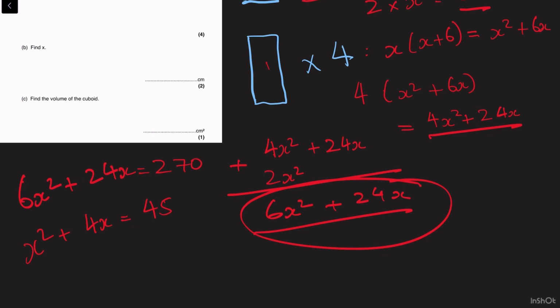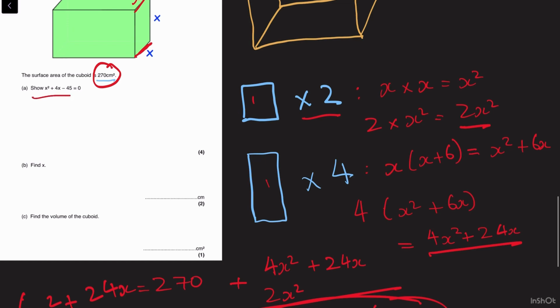And now let's rearrange it to make the equation equal 0. So bring the 45 over to this side. Whenever you move a number from one side to the other, it changes sign. So right now it's positive 45, and now it becomes minus 45, equals 0. Perfect. Now it says find x.